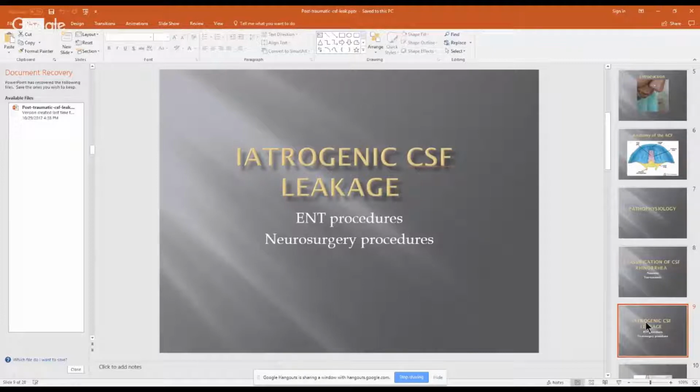The first one, the iatrogenic or surgical trauma, which results in CSF leak, may result from ENT procedures or neurosurgery procedures, because the skull base is merely a part separating the cranial cavity from above from the sinonasal tract from below. So any operation, especially the endoscopic one, involving the sinonasal tract from below or operations involving the cranial cavity from above can result in CSF leakage.